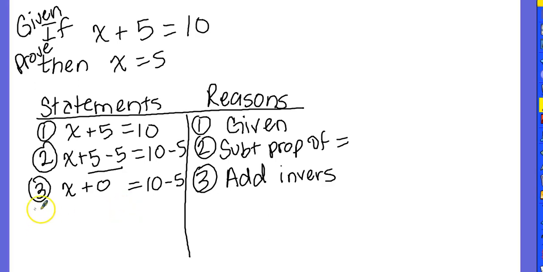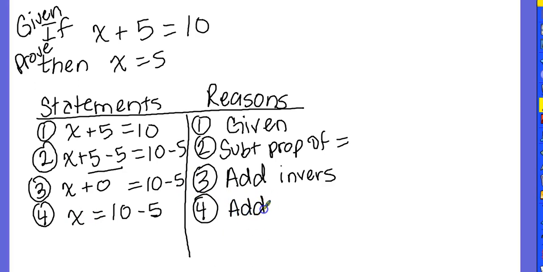With me? Then my next step, it's only got 2 more, so relax, stick with me. I would say x equals 10 minus 5. Does anybody know what property or what rule says if I add 0 to something, I get that something? Nope, it's called additive identity. Because if I add 0 to something, it keeps its identity. Don't zone out on me, I'm almost done.